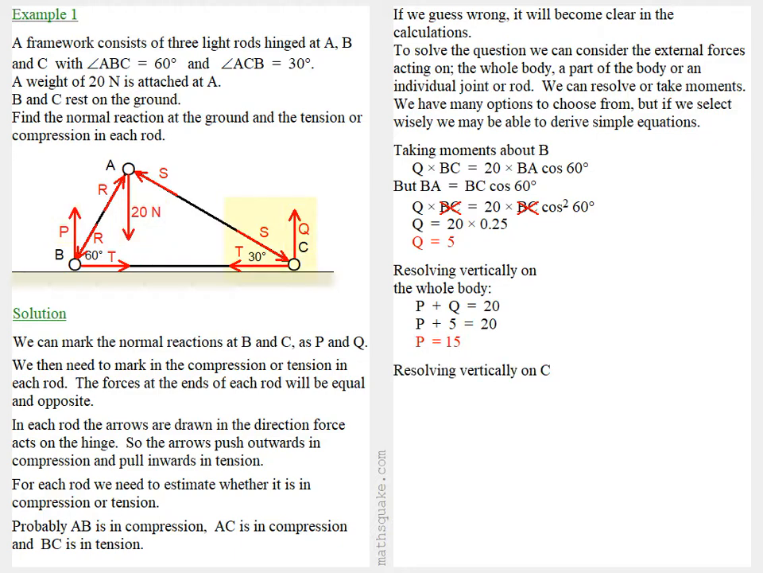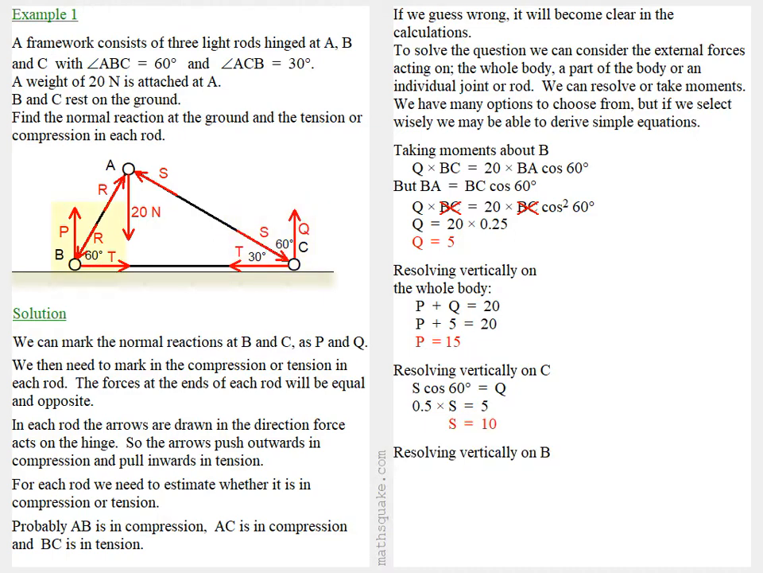If we resolve vertically on the hinge at C, we have the component of the compression, S, acting downwards, that is S cos 60, which is equal to Q. Now cos of 60 is a half, so 0.5 times S equals 5, S equals 10.